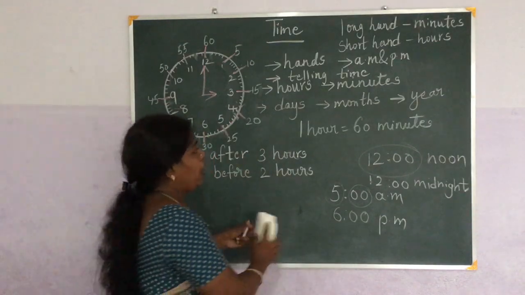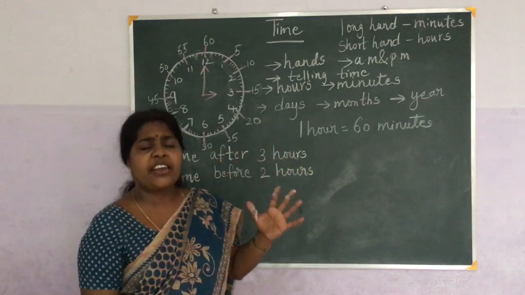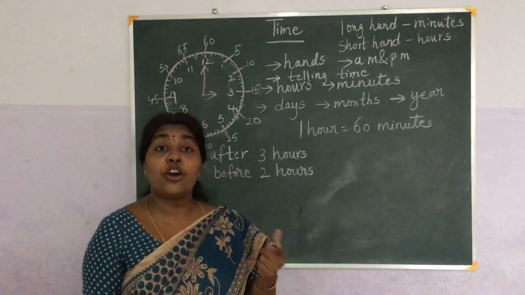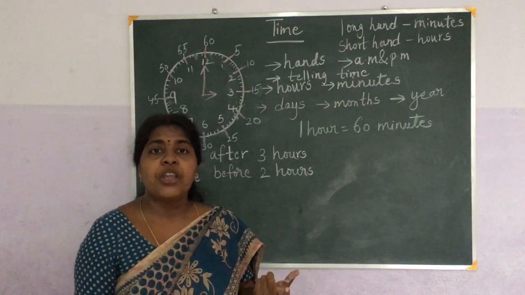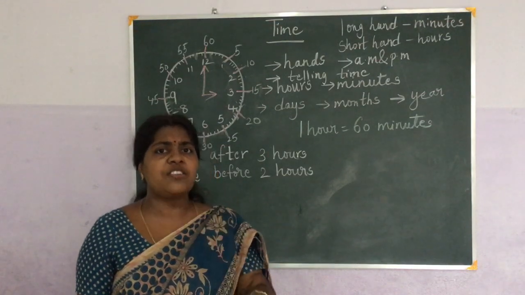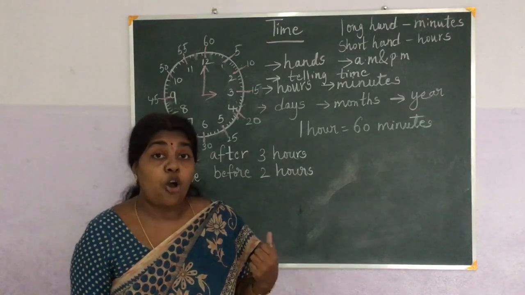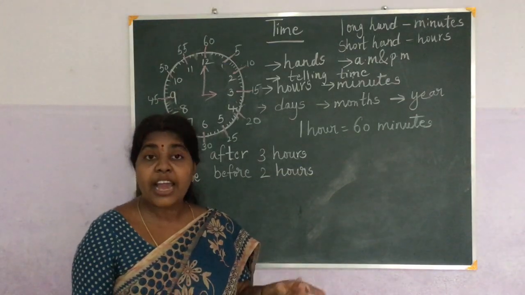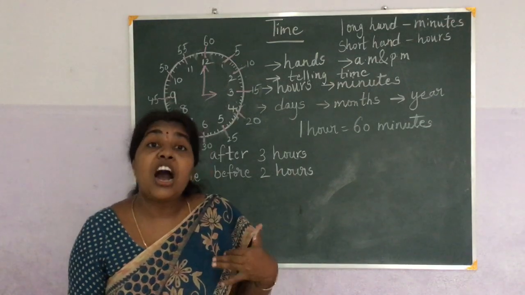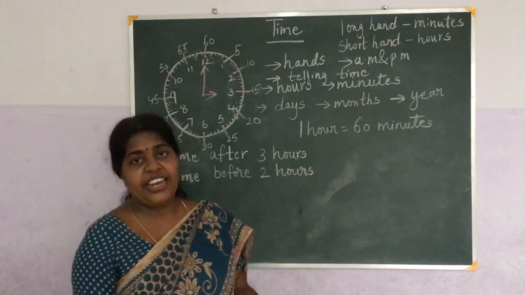Now coming to the clock. So already I said some activities take minutes time. Suppose if you want to blink your eyes, blinking your eyes takes seconds time. Brushing your teeth takes minutes time. So seconds are the very smallest unit. So bigger than seconds is minutes. So how many hours do you sleep at night? Do you take minutes time to sleep at night? No, we take hours time because hours are bigger units than minutes.